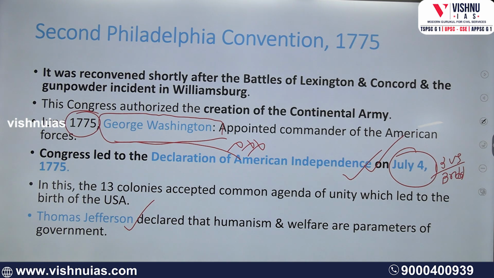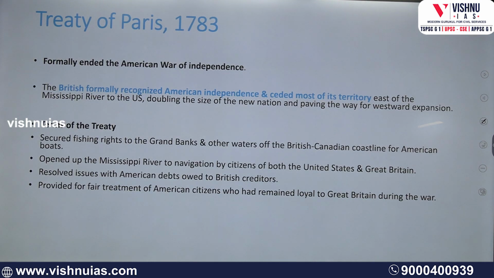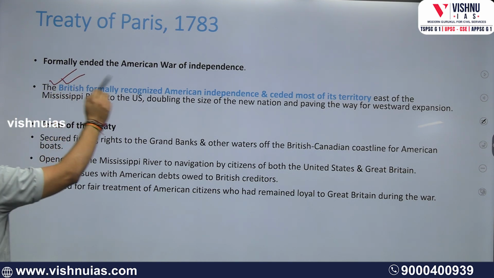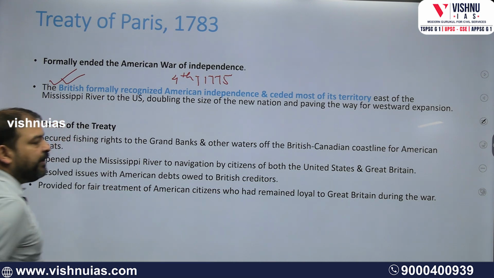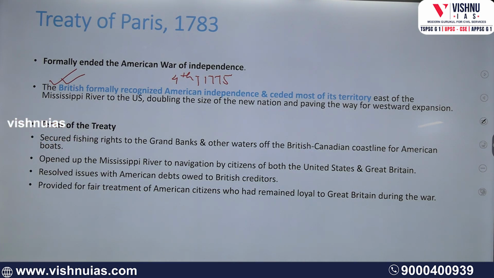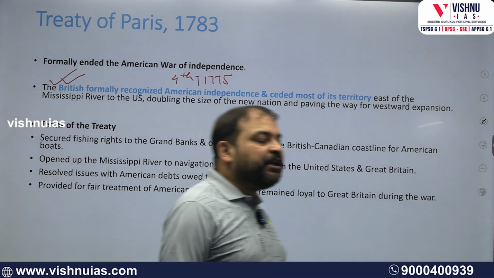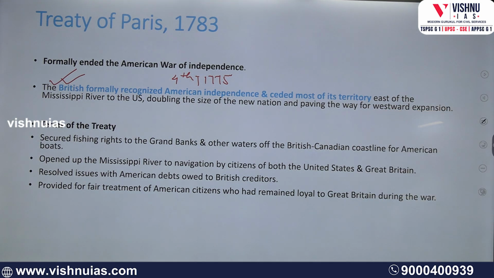For 8 years this war happened. Which is the final treaty? Treaty of Paris. Simple. Britain has accepted America's independence. So please write Treaty of Paris. Britain formally recognized. See, America says 4th July 1775, we are now independent. Britain accepted this in 1783. Okay, fine enough. You are independent. So under Treaty of Paris, Britain formally accepts America's independence.